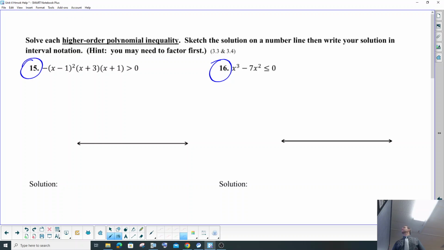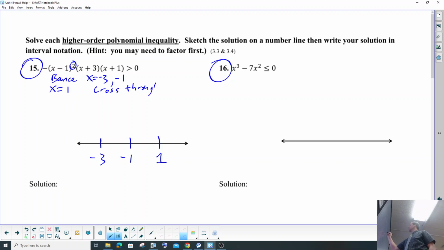Pause me. So this one we are already in factored form. So we have negative 3, negative 1, and positive 1. But remember that the 2 means to bounce. So we're going to bounce at positive 1. And then at negative 3 and negative 1, we're going to cross through.